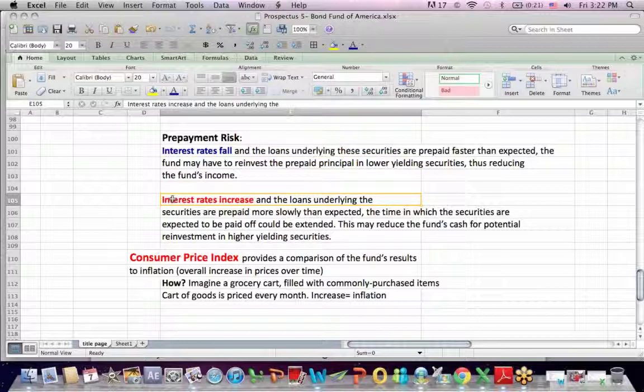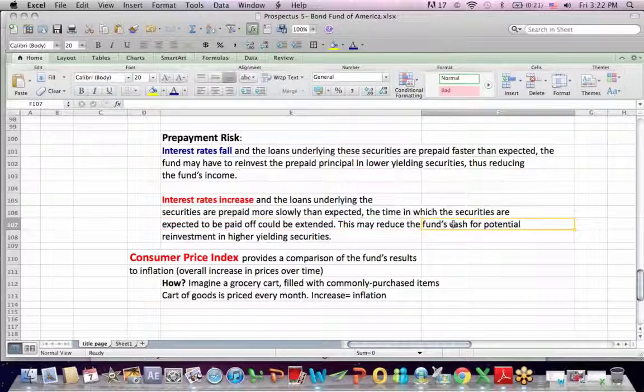The opposite is also true. Interest rates increase. People are going to hang on to those loans that have a now lower than market rate on them. So the expected time to pay off those loans is extended. So the fund has less cash because fewer of the loans are being refinanced or coming due.